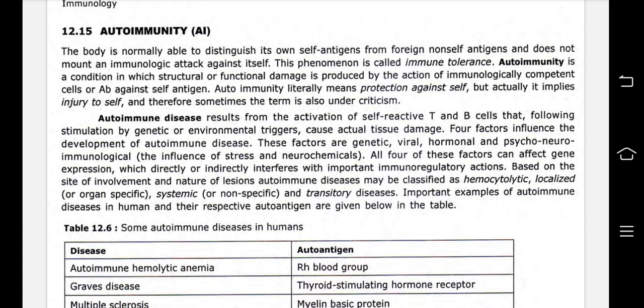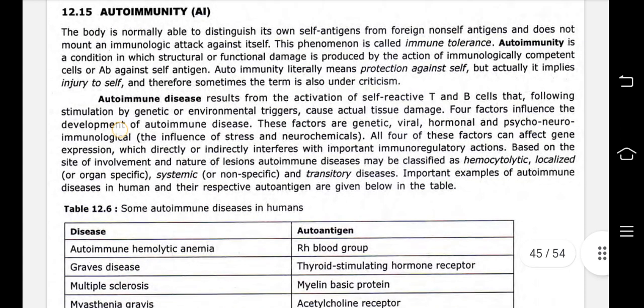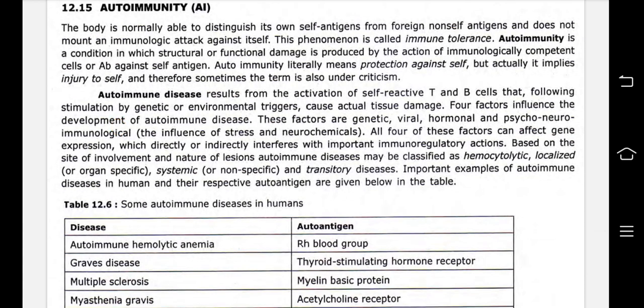Autoimmunity is a condition in which structural or functional damage is produced by the action of immunologically competent cells or antibodies against self antigen. Autoimmunity literally means protection against self, but actually it implies injury to self, and therefore sometimes the term is also under criticism.